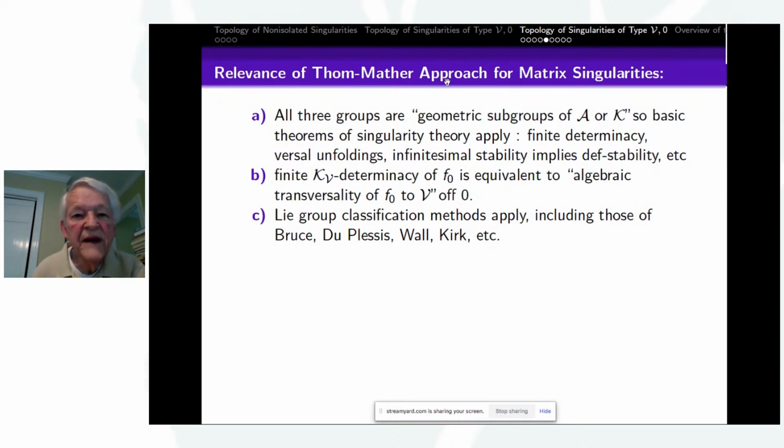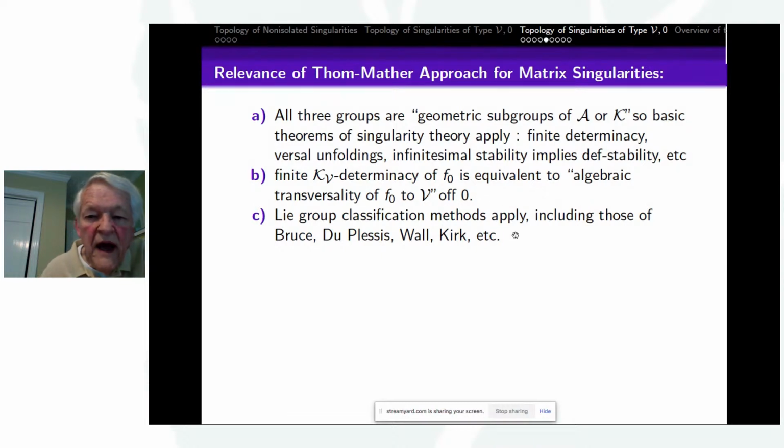And in fact, I wrote up here relevance for matrix singularities. In fact, it's in general for these sections of singularities V. And furthermore, the finite KV determinacy of F0 is equivalent to this algebraic transversality of F0 to V. I think Terry Gaffney made some reference to certain aspects of this in connection with M by P matrices, but it holds in general. In fact, it even holds for all of those special type of universal singularities that define.